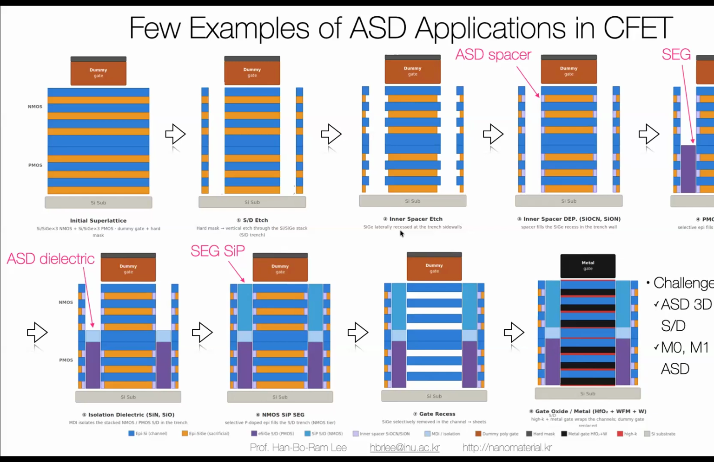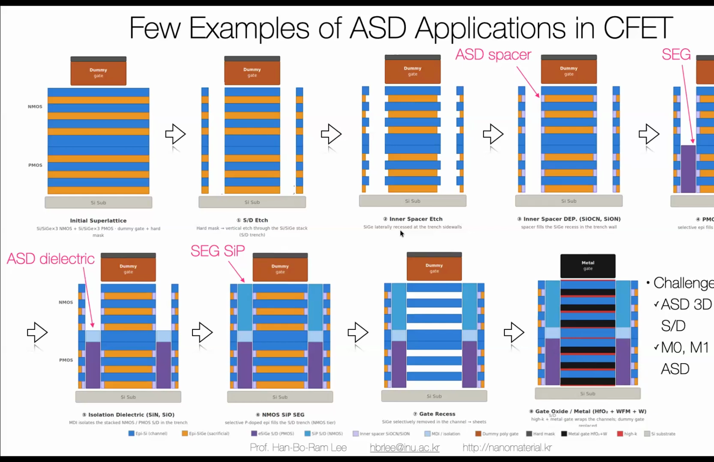And then we have to have selective epitaxial growth of the silicon germanium, and then selectively deposit a dielectric, and then selective epitaxial growth of the silicon. So we need ASD selective growth, the spacer, selective growth on the dielectric. This is a very obvious application for the CFET.